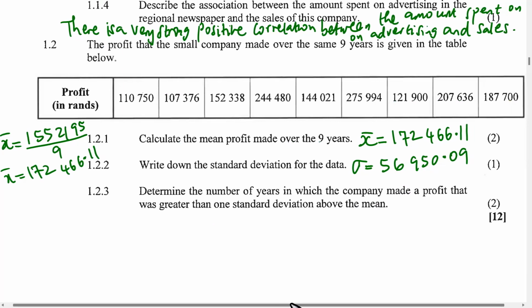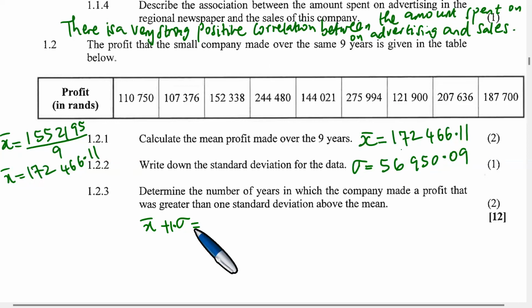The next thing now we need to do is to answer the next question. Determine the number of years in which the company made a profit that was greater than 1 standard deviation above the mean. So which means that now 1 standard deviation above the mean would be x bar plus sigma. So we add 1 standard deviation. So 1 standard deviation is plus 1 times sigma. If it's 2 standard deviations, it's 2 times sigma.